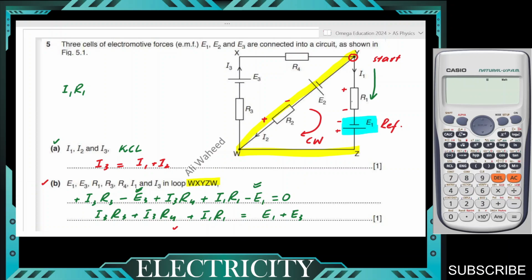What do we have after that? Well, up next, we are done with this component. Up next, we have a source. We have a battery itself, but we are going from negative towards the positive. So this one would be written as minus E1.